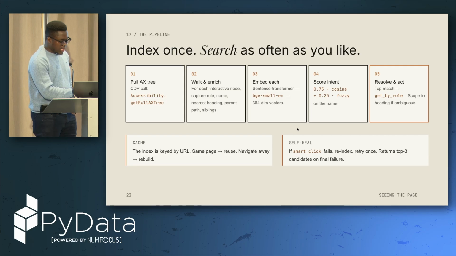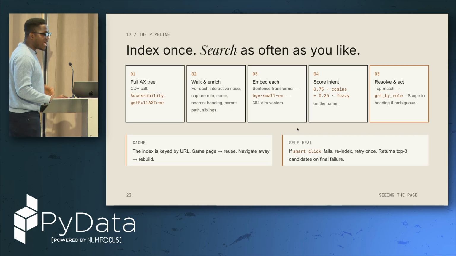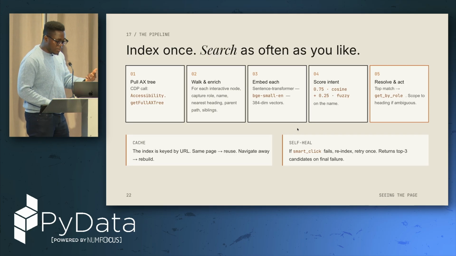So the index is cached by URL. For every same page, we reuse it instead of rebuilding again. For example, if we embed and try to click a link and it's not clickable or it's not doing that particular action, it self-heals: it re-indexes that particular page, retries, and returns the top 3 results based on the score intent.